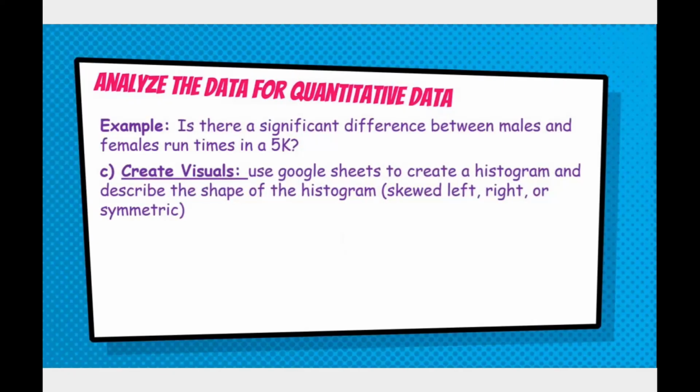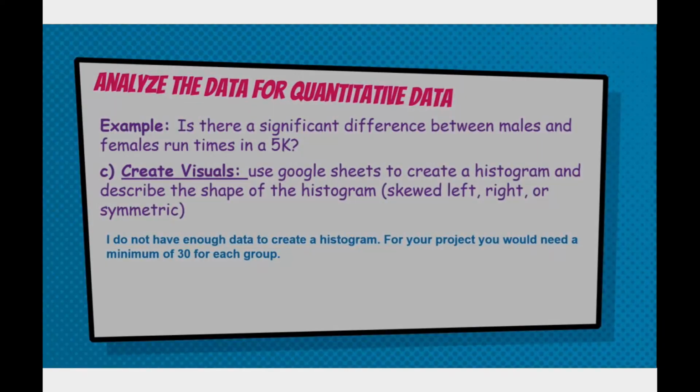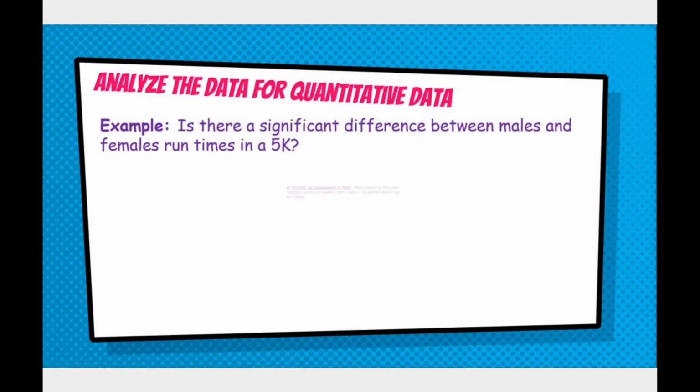And then we want to create visuals. The visual we use for quantitative data is a histogram, and we would compare whether it's skewed left, skewed right, or symmetric, meaning normal. I do not have enough data to create a histogram for this one. It's not letting me on Google Sheets. But you would highlight your data, create a histogram as we did in Unit 9, and then describe the shape.